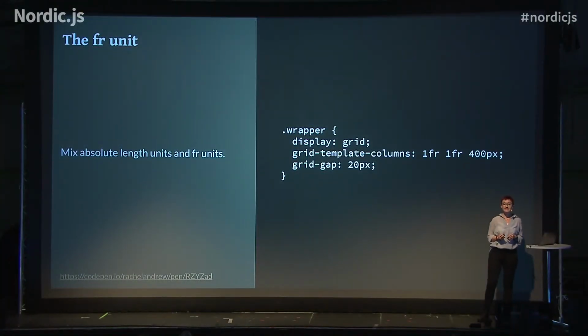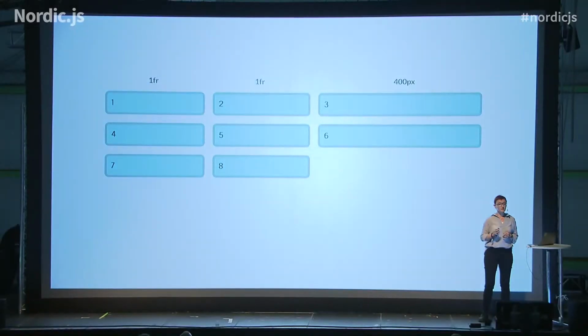Very usefully, because we're sharing available space, you can mix fixed length units with your fraction units. So here I'm saying we've got a 1FR, and a 400 pixel track. And we've also got this gap which will be taken away as well. So we've got a bunch of space. The browser says, let's take away 400 pixels, take away the 20 pixels for the gaps, whatever's left over, 1FR, 1FR, 2 equal sized tracks. So if the browser window gets smaller or wider, or the available space gets smaller or wider, those 2 1FR tracks will grow and shrink, but our 400 pixel track will stay 400 pixels.